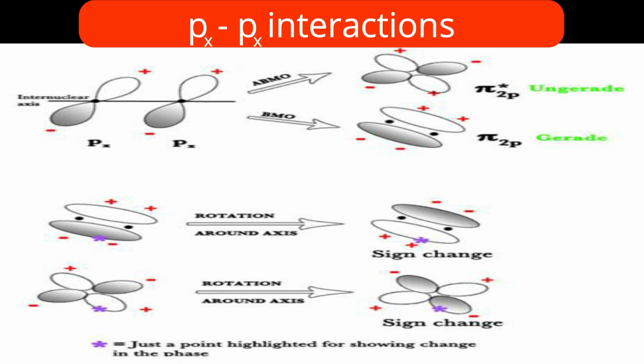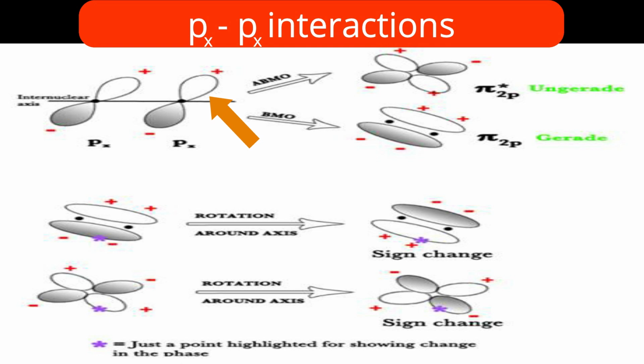Second condition, combining atomic orbitals should be of the same symmetry. Let us find the symmetry of those orbitals. The internuclear axis is represented by the dashed line. And for the px orbital we are considering, one lobe is pointing towards us and one lobe is away from us. So one lobe will be positive, the other lobe will be negative. Let us consider the lobe towards us as negative and the lobe away from us as positive.